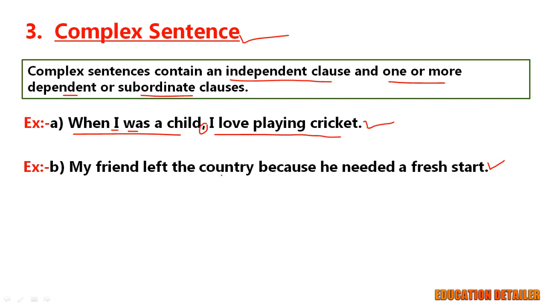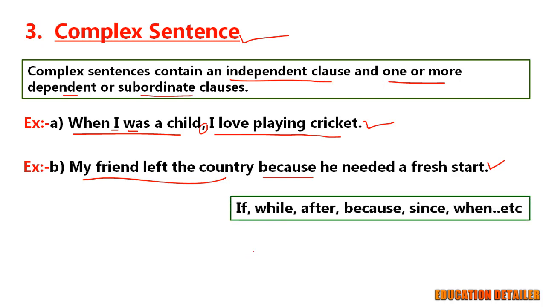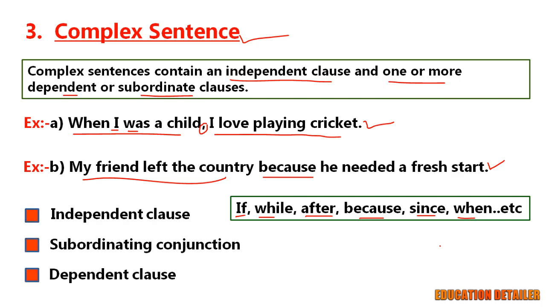Okay, now if we look at the second example again, it starts with an independent clause and after that we use a subordinating conjunction, because. Note down that complex sentences often use subordinating conjunctions like if, while, after, because, since, when, etc. to connect clauses. So from this, we get to know that there are three parts of a complex sentence: independent clause, subordinating conjunction, and dependent clause. Now I am sure that you are clear about a complex sentence.